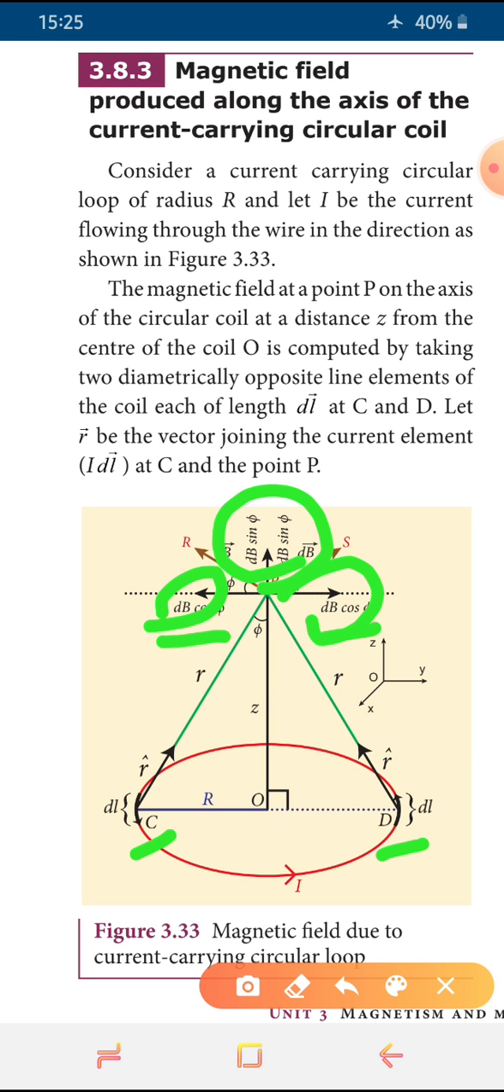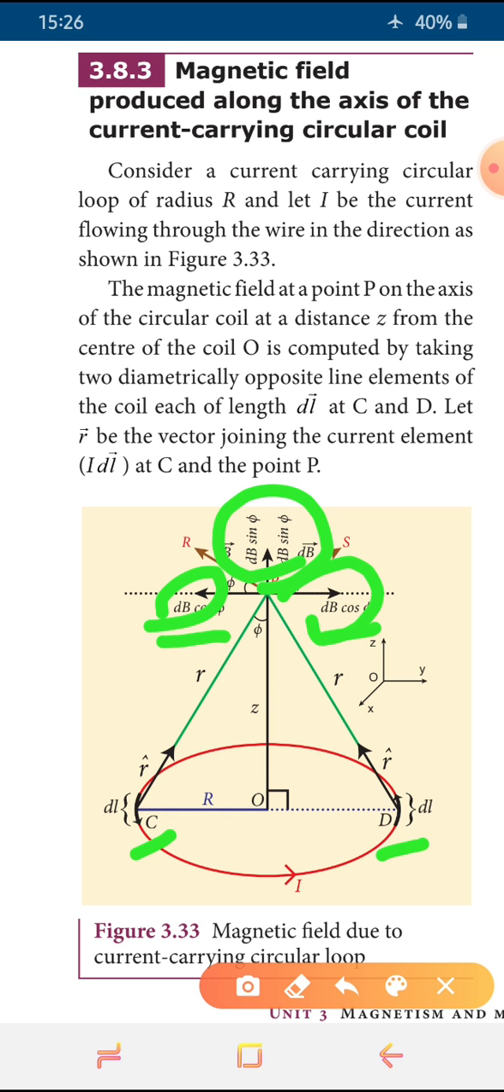Understood? So the C point segment dl and the D point segment dl, at point P, each of the two segments splits into dB cos phi and dB sin phi. The dB cos phi components act perpendicular at the point P; these two have equal value and cancel each other. But the dB sin phi components act in the same direction. It will be taken into account for this derivation. This is about this figure 3.33.